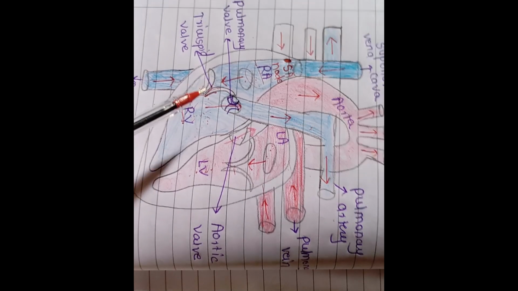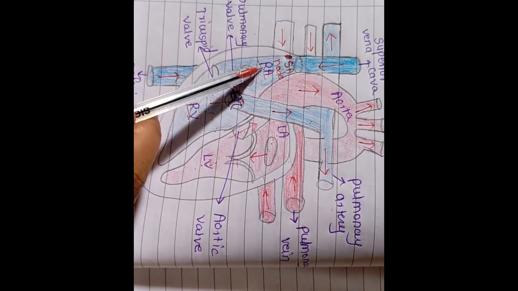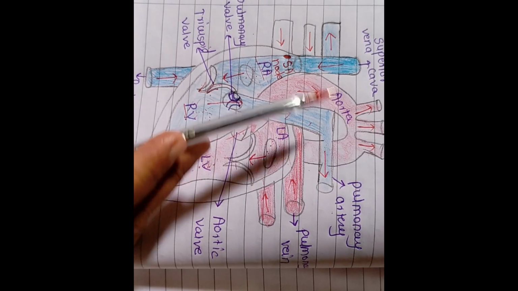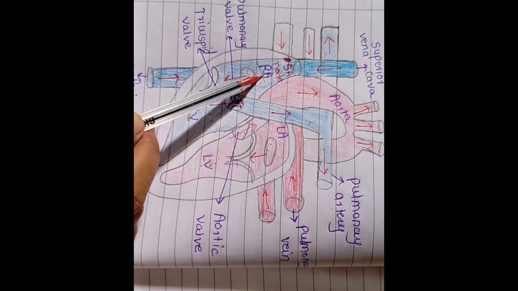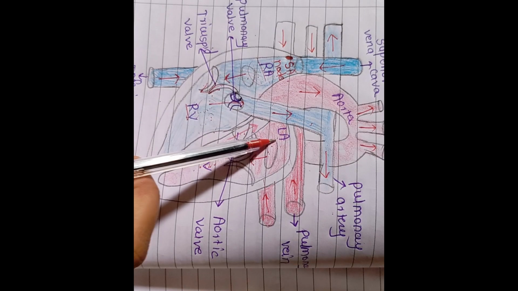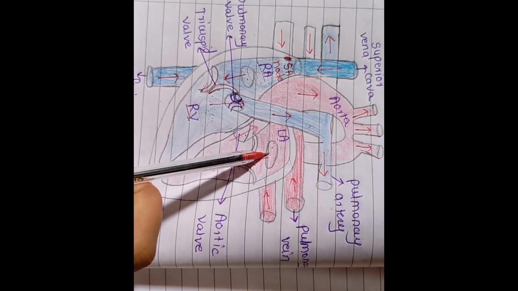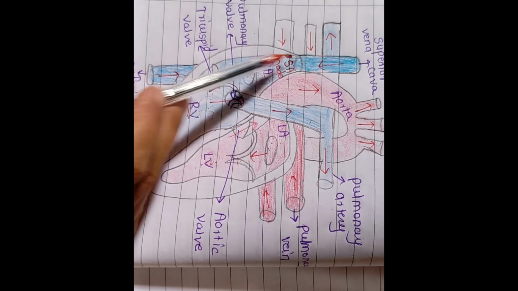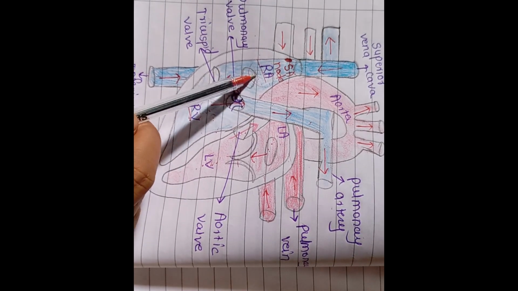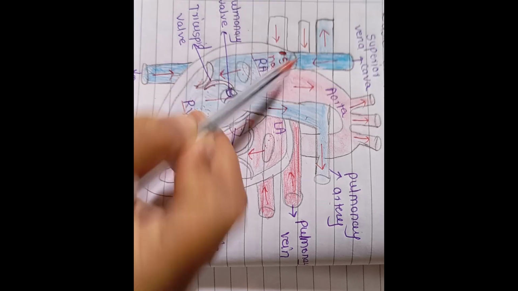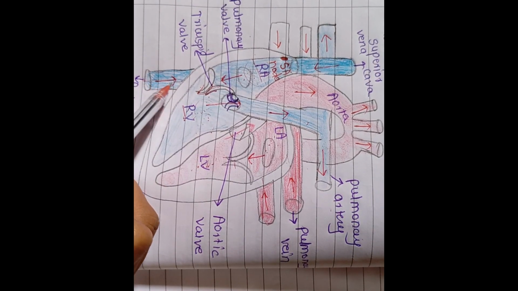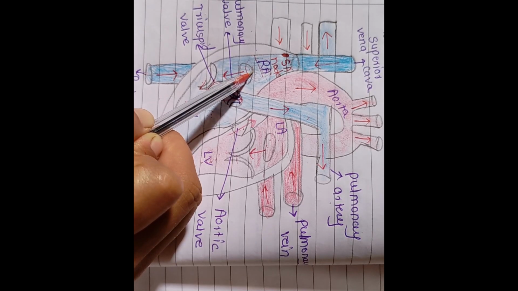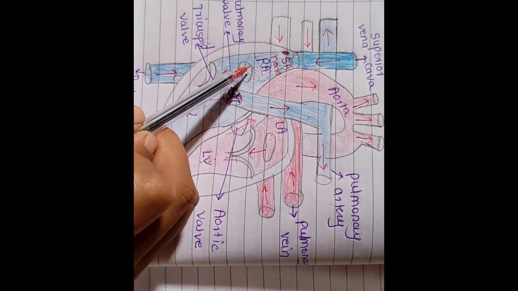The first one is blood flow into the atria. This is the right atrium and this is the left atrium. The right atrium receives deoxygenated blood and the left atrium receives oxygenated blood. Blood from the body, low in oxygen, returns to the heart through two large veins, the superior vena cava and the inferior vena cava, into the right atrium. That is, the right atrium receives deoxygenated blood.